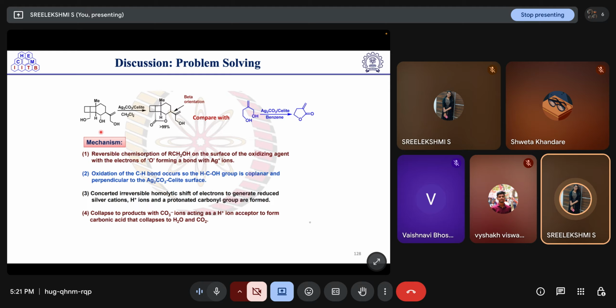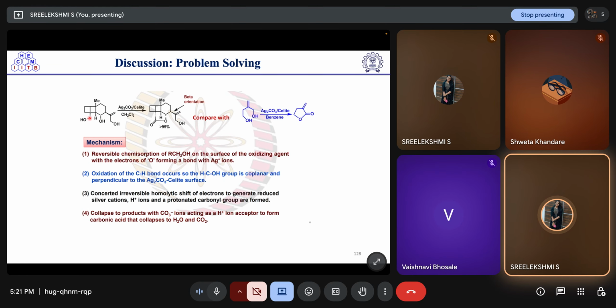Okay, so then here what is happening? This silver carbonate and celite is oxidizing this diol. So as we said, if there is a diol in the system, it can be converted into the corresponding lactol and then lactone by the silver carbonate and celite. The same reaction is happening in this case also.